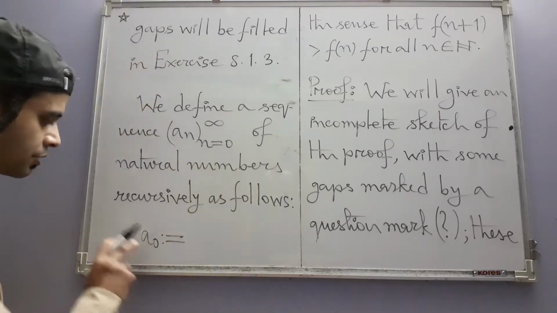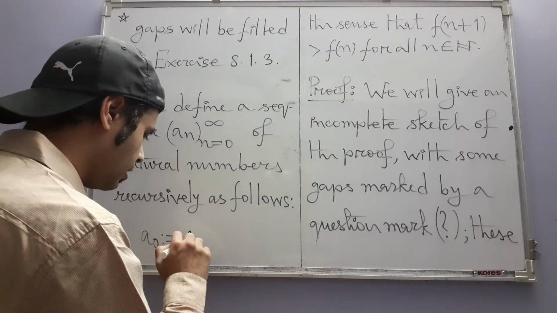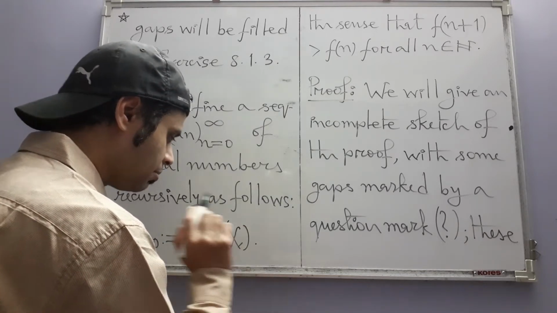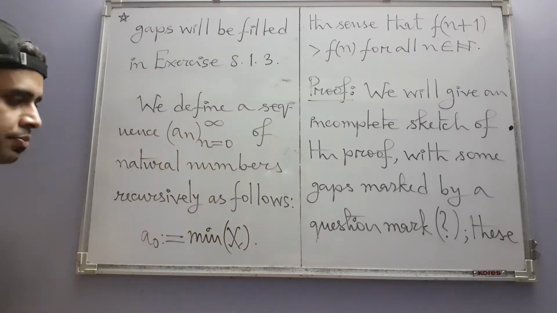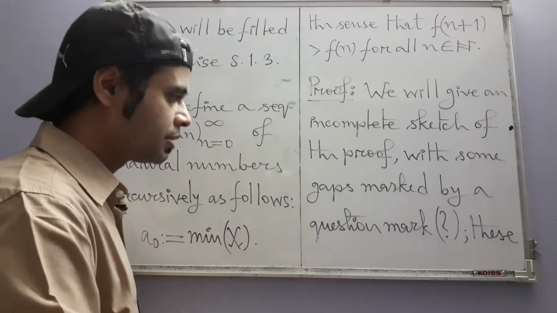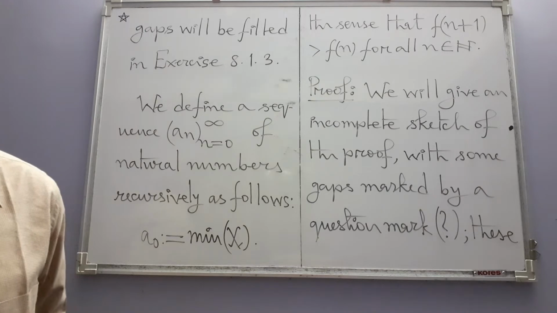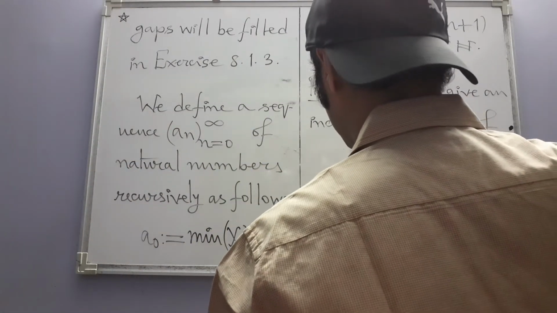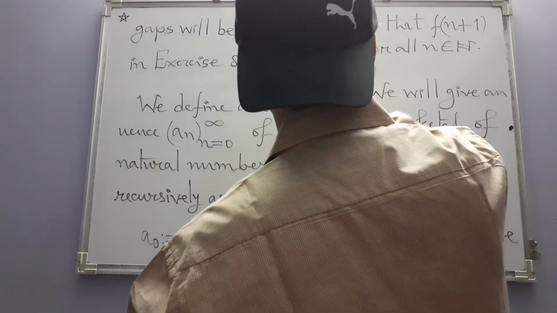Okay, so the first one is a0, and a0 is the minimum of our set X. Once the definition is given fully, we will then have to justify why it's a legitimate recursive definition. That we have to see.